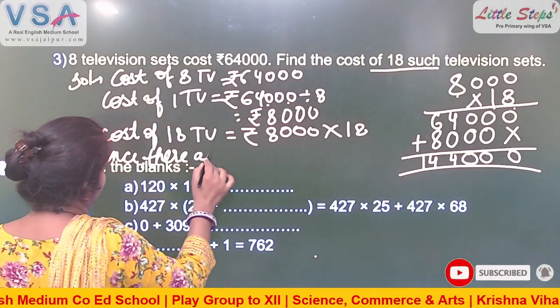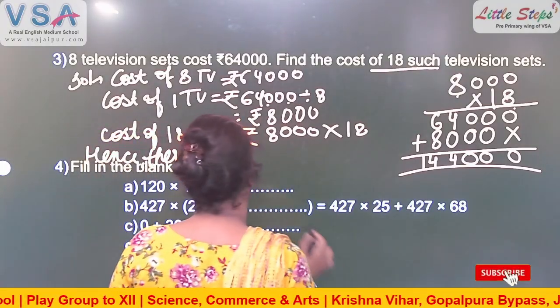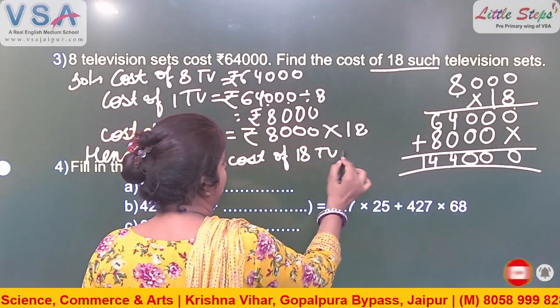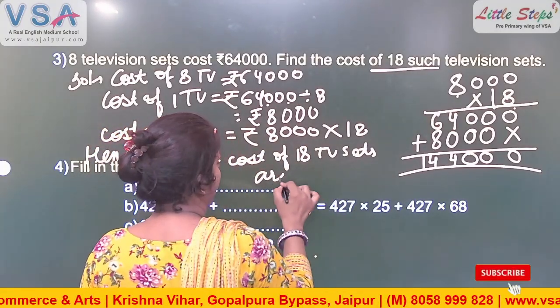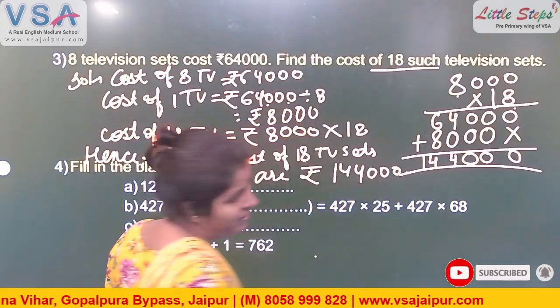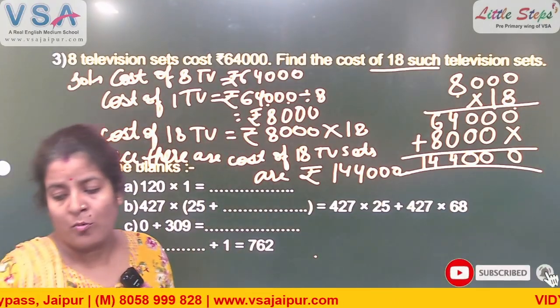There are 18. The cost of 18 TV sets are 1,44,000 rupees. Okay, got it? And the next question, number 4. Fill in the blanks.